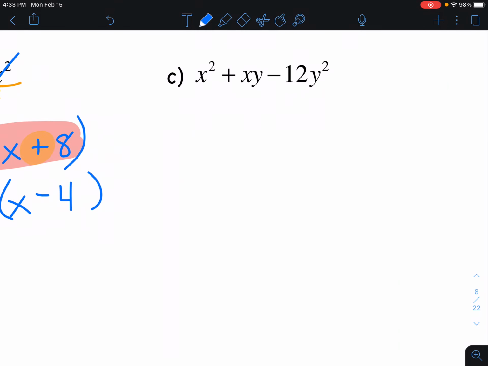Okay, let's go on to letter C. I'm checking for a common factor. Do I have anything that's common to all three of those terms? Yes, I do. No, I don't.